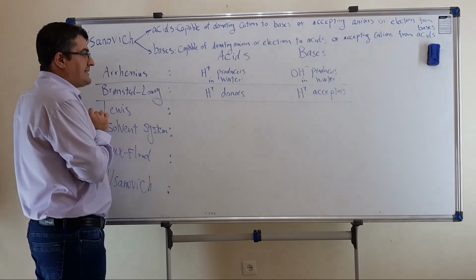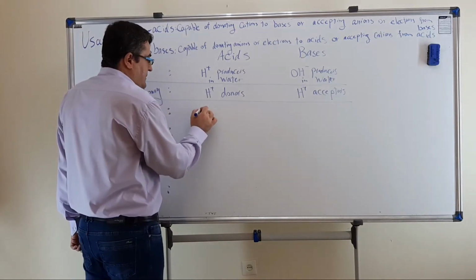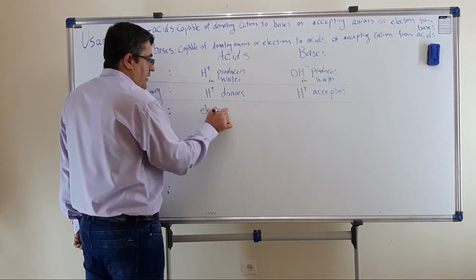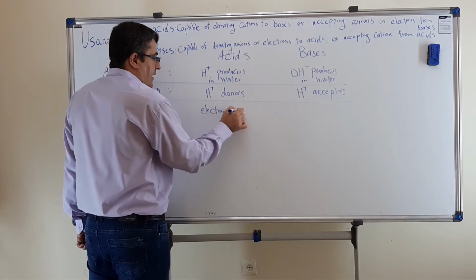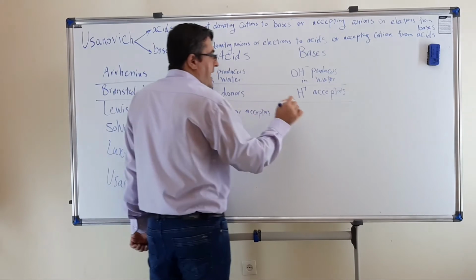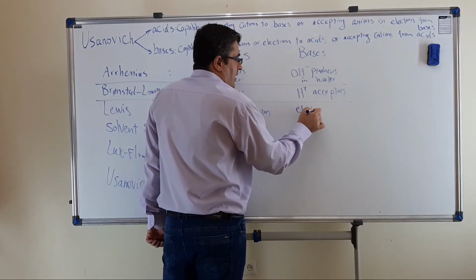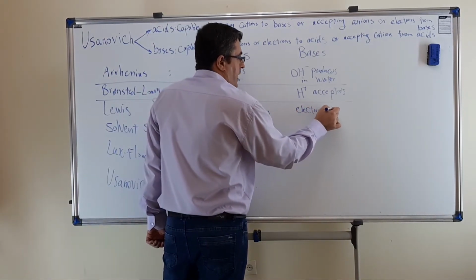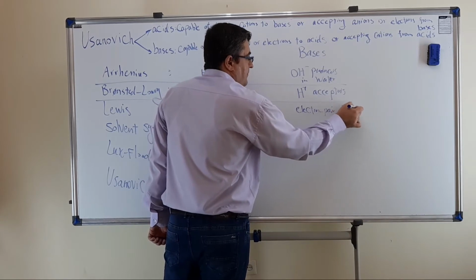Based on the Lewis acid-base theory, acids are electron pair acceptors, and bases are electron pair donors.